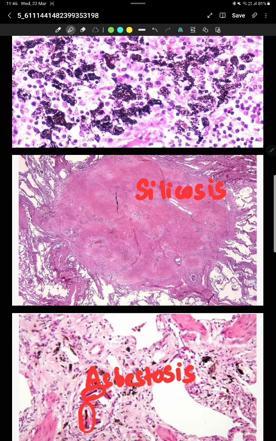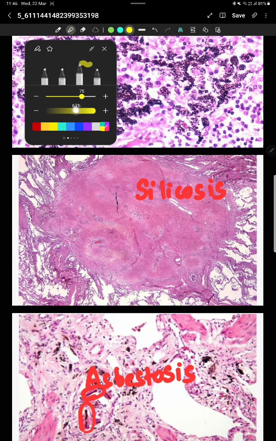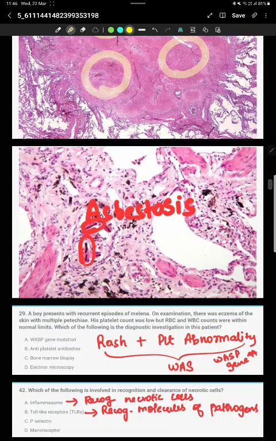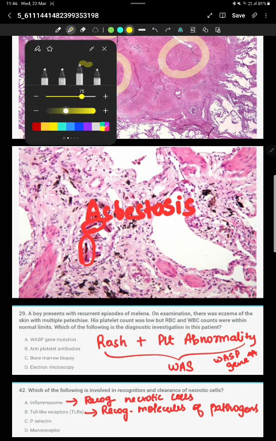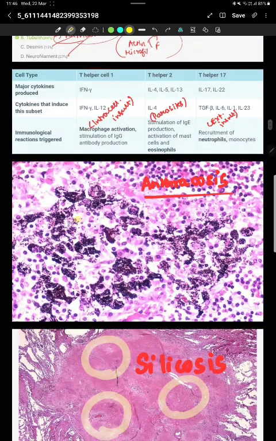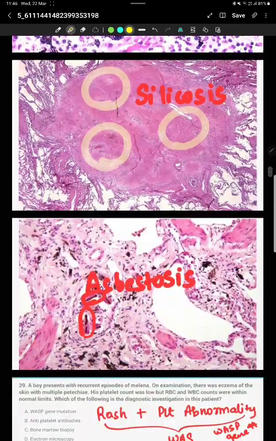Okay, wait, let me change the color. So concretions you can see here and there. So this is important here. So next you can see these asbestos bodies also. You can see specific individual bodies here. Okay, so this is asbestos body, this is silicosis, and this is your anthracosis. Okay, so this is important.